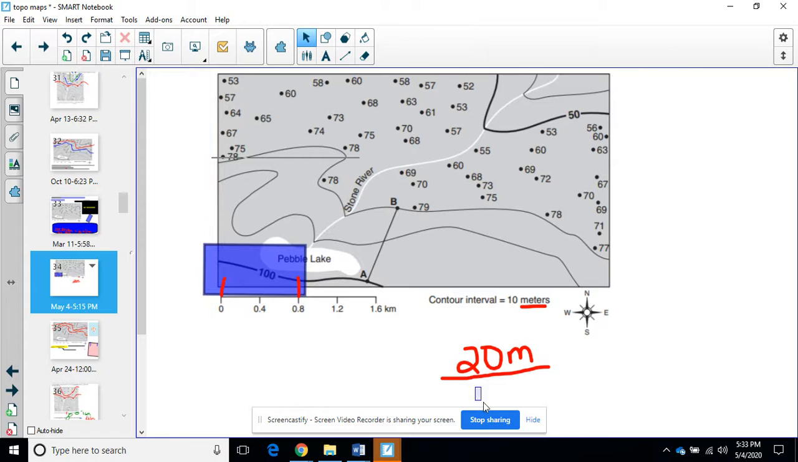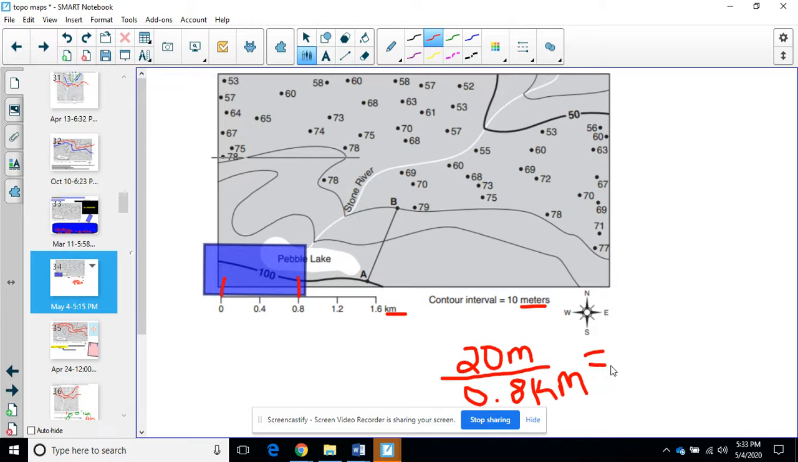And you get 0.8. So that's the bottom of my formula, 0.8, and our units for this is kilometers. And then you just divide. When you divide 20 by 0.8, you should get 25 meters per kilometer. I know you missed my messy writing, but hopefully now you know how to calculate gradient.